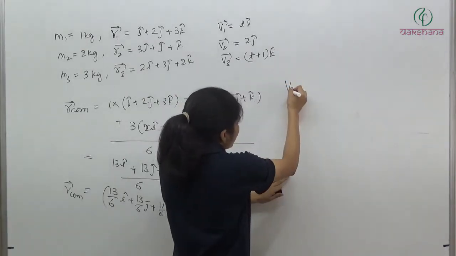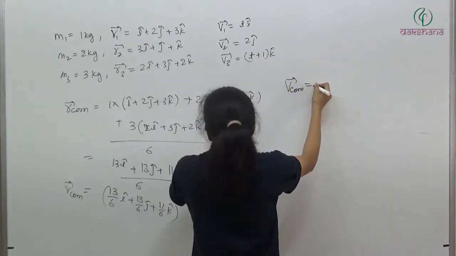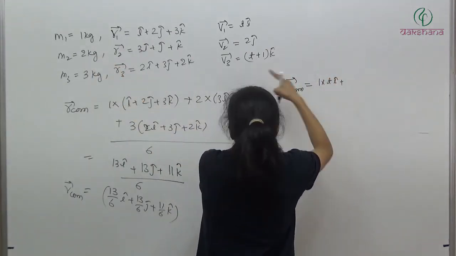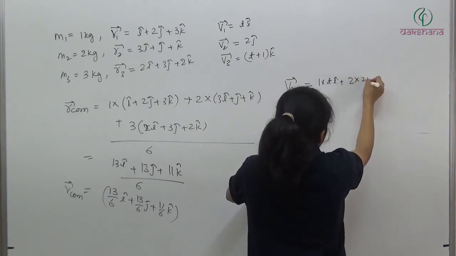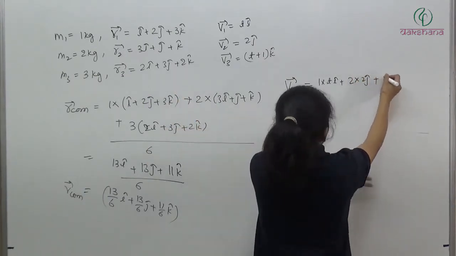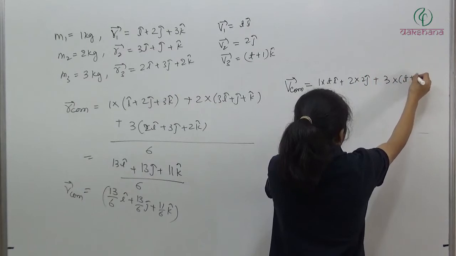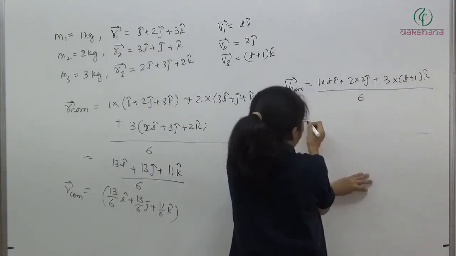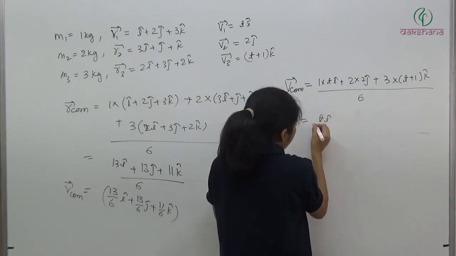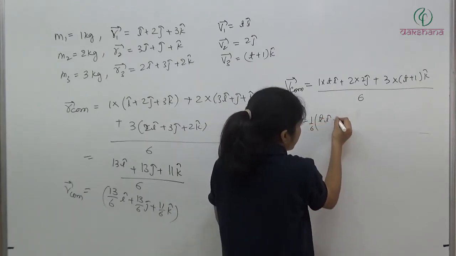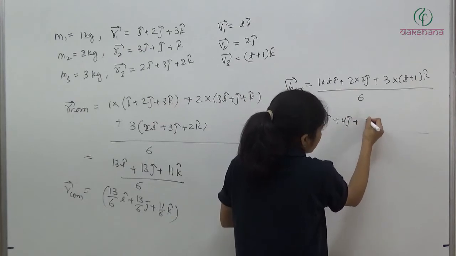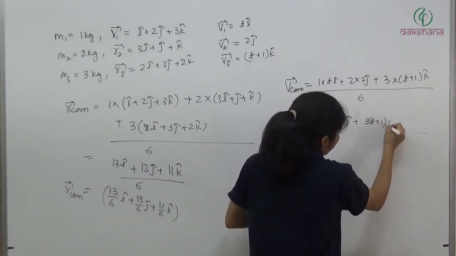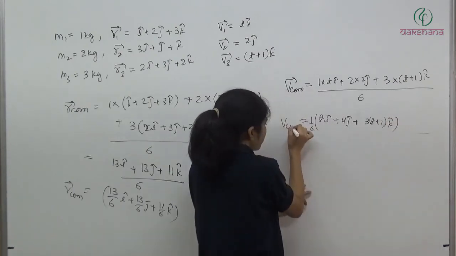What we get is velocity of center of mass equal to m1 v1, so 1 into t i cap, plus m2 v2, 2 into 2 j cap, plus m3 v3, 3 into t plus 1 k cap, divided by total mass 6. So here we got 1 by 6 into t i cap plus 4 j cap plus 3t plus 1 k cap. This is the velocity of center of mass.